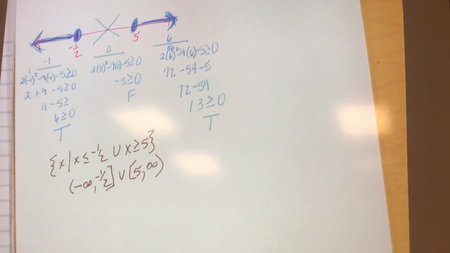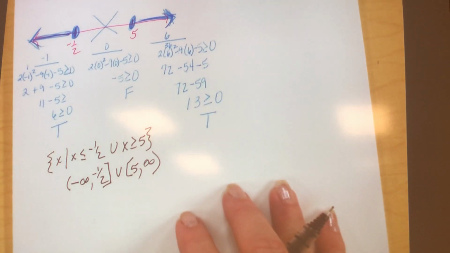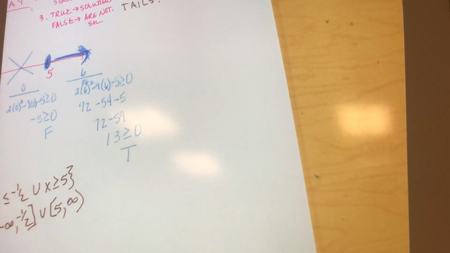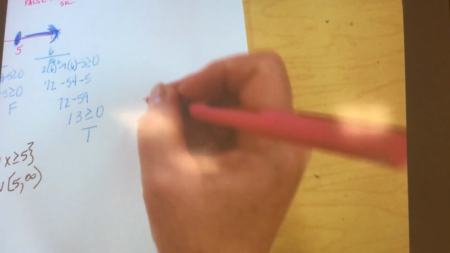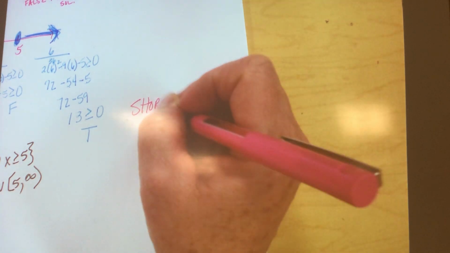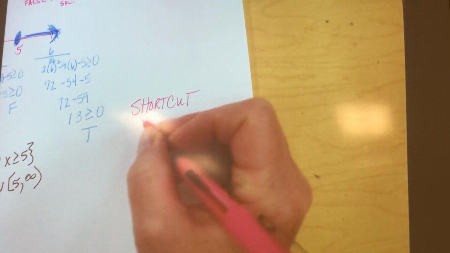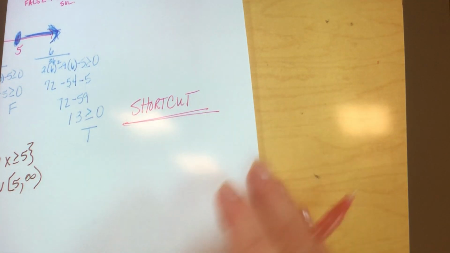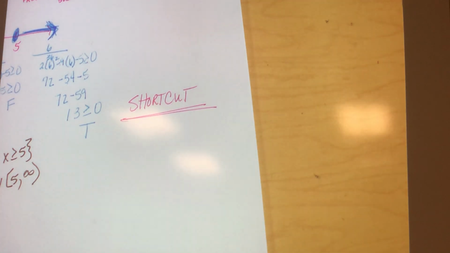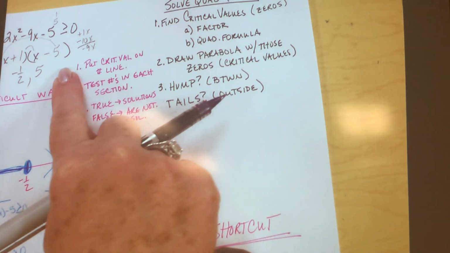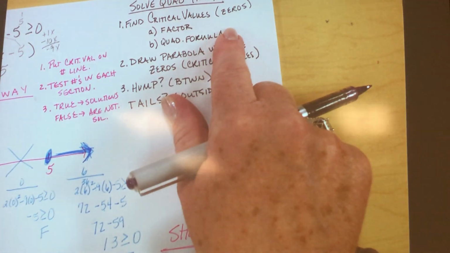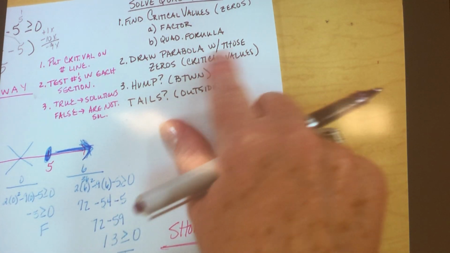All right. Now watch this. How much time do I have? Like 5 minutes. Watch me do the shortcut in less than 5 minutes. That took 15 minutes. Okay? So here's the shortcut. Hold on. The first thing the shortcut says, find the critical values. Boom, already did that. Negative 1/2 and 5. Okay? So draw a parabola with these zeros.